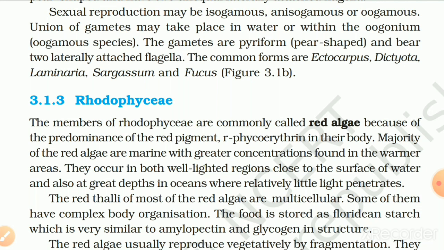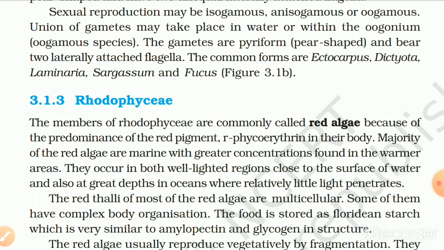3.1.3 Rhodophyceae. The members of Rhodophyceae are commonly called red algae because of the predominance of the red pigment r-phycoerythrin in their body. The majority of the red algae are marine with greater concentration found in warmer areas. They occur in both well-lighted regions close to the surface of water and also at great depths in the ocean where relatively little light penetrates. The red thalli of most of the red algae are multicellular. Some of them have complex body organization.